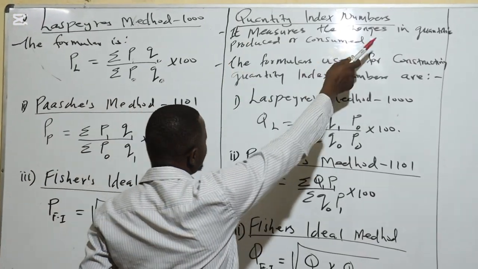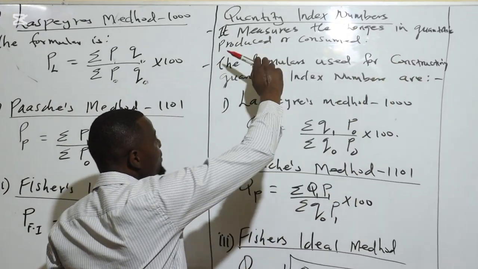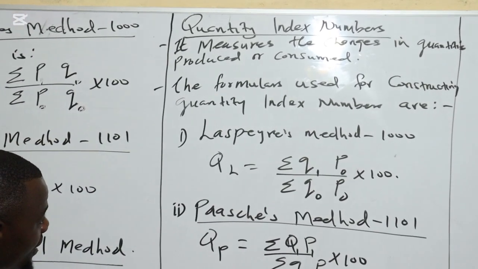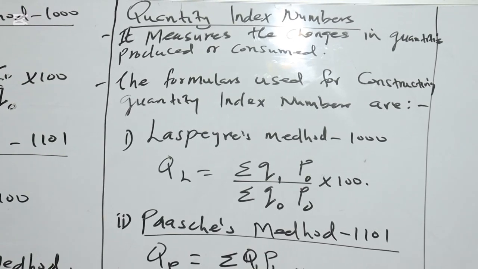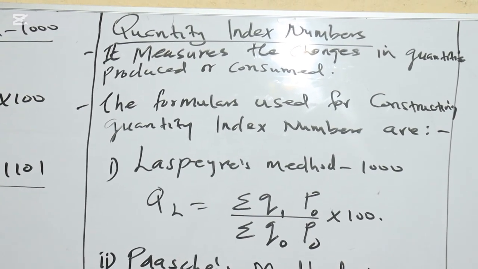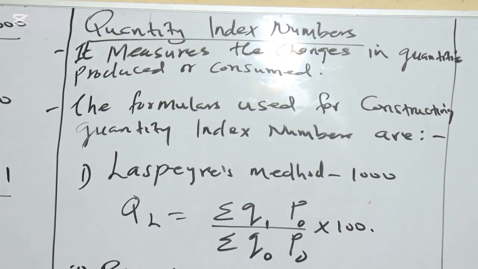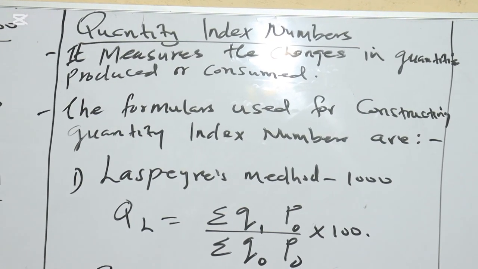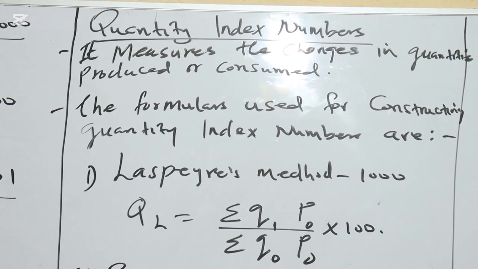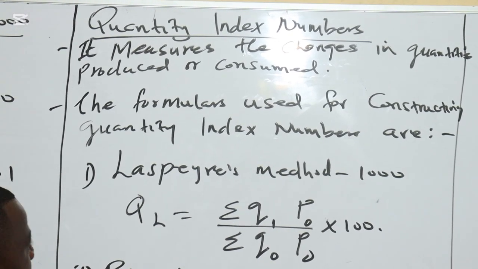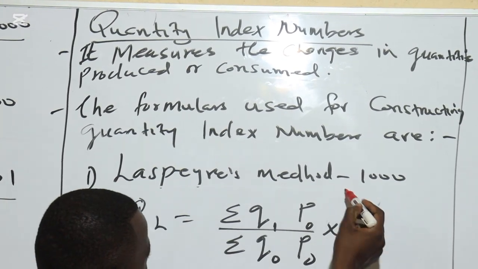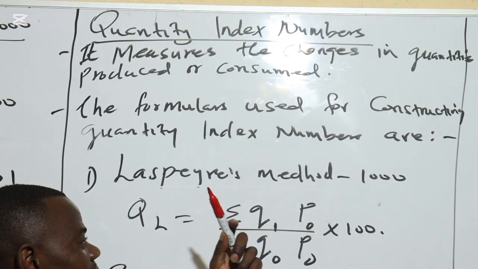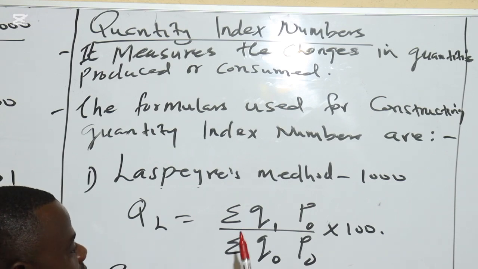So the quantity index is just measuring the changes in quantities of the goods we produce, the goods distributed, or the goods we consume, the volume. Now the formulas we can use to construct the quantity index numbers are the same as those we used in the price index numbers, but look at where the difference is. For example, for Laspeyres, instead of starting here with the P, since I'm doing quantity, start with the Q.